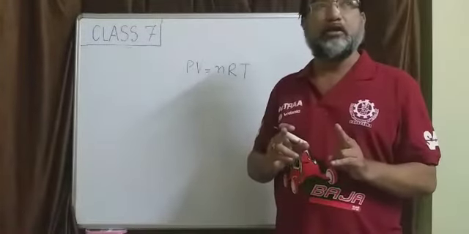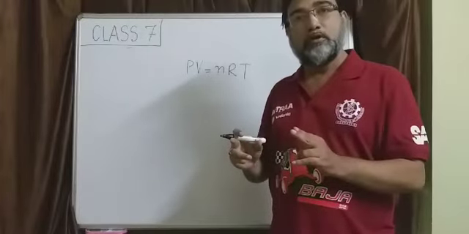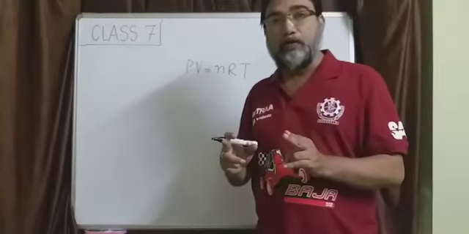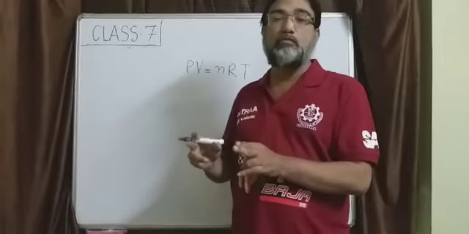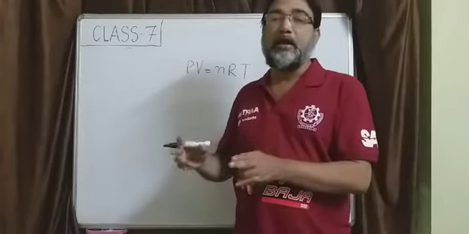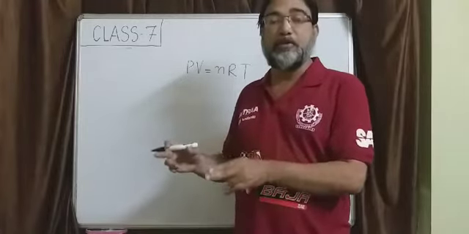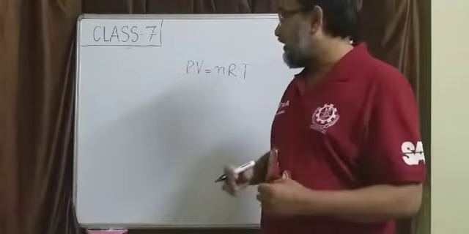PV is equal to nRT. What is P? Pressure. V is volume. n is number of moles. R is universal gas constant. And T is absolute temperature. That means temperature expressed in Kelvin.